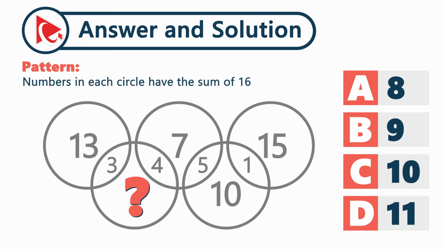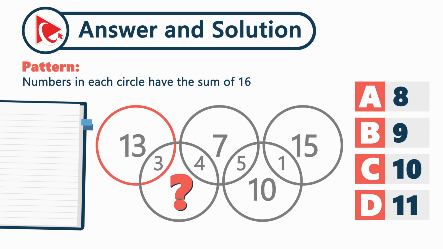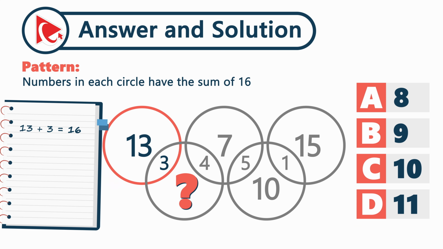Numbers in each circle have a sum of 16. For example, 13 plus 3 equals 16. And these are 2 numbers in the upper left circle. Let's continue going around the circle clockwise to verify the pattern. 4 plus 7 plus 5 also equals 16. 1 plus 15 also equals 16. 5 plus 1 plus 10 also equals 16.